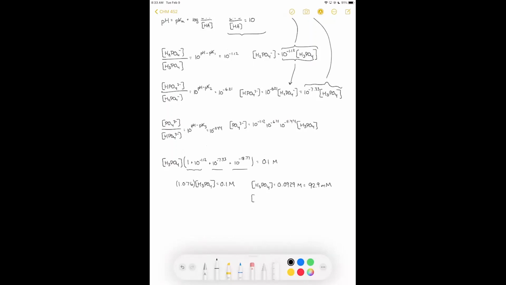Now we can figure out what our H2PO4 is just by taking the concentration of H3PO4 and multiplying it by 10 to the minus 1.12, just like we have right here.